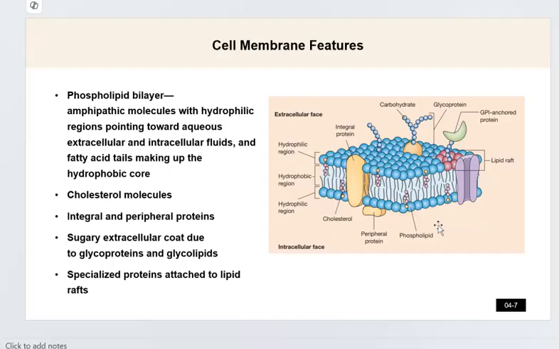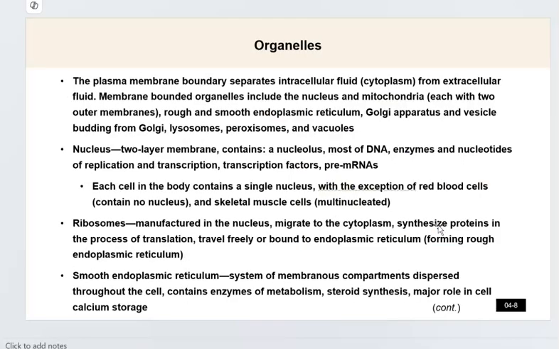Continuing on with other cell features and functions. So organelles, the plasma membrane boundary separates the intracellular fluid, the cytosol, from extracellular fluid. So the membrane-bounded organelles include the nucleus and the mitochondria, rough and smooth endoplasmic reticulum, the Golgi apparatus, and the vesicle budding from the Golgi, lysosomes, peroxisomes, and vacuoles. So this is taking us way back to the time of chemistry.